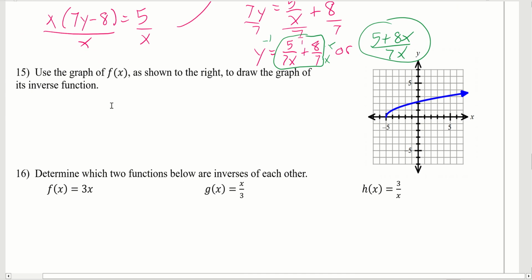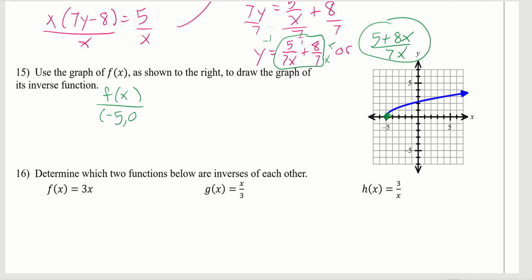Okay. Now here on this one, it says use the graph of f of x as shown on the right to draw the inverse function. So this is the one where we're going to use different coordinates. Okay, so we'll say f of x, and we'll find a few nice coordinates. So here's a good one. This is going to be at -5, 0. And let's find at least one more. If you see right here, that one's nice. It crosses the x and y really cleanly.